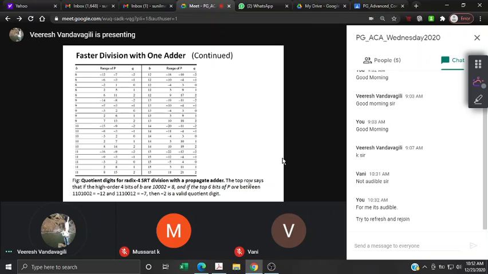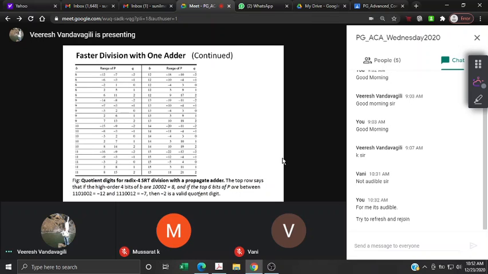Quotient digits for radix 4 SRT division. In this case, 8 will be considered in the top rows, if the higher order 4 bits of B are 8. And if the top 6 bits of P, that is the remainder bits, are minus 12 and minus 7, then you are going to choose minus 2 as the quotient value.